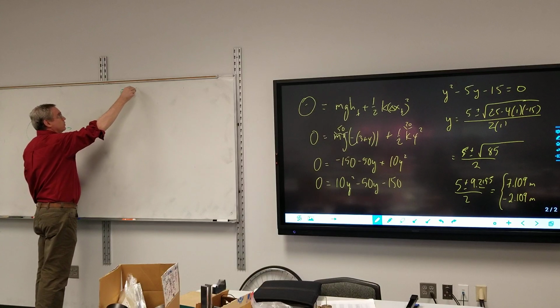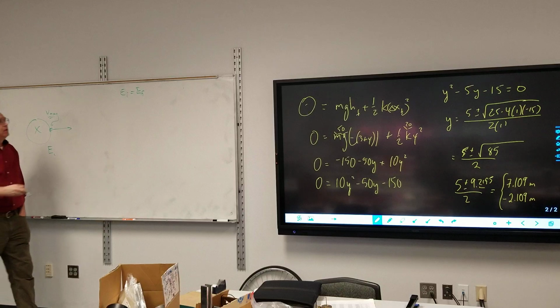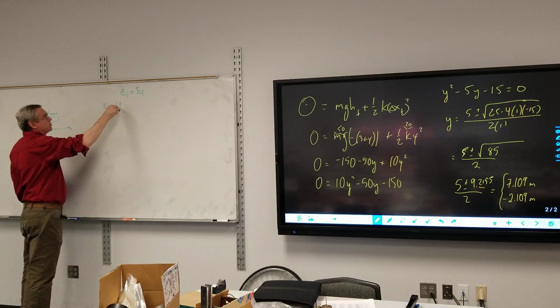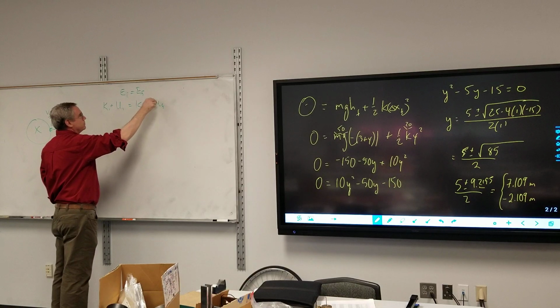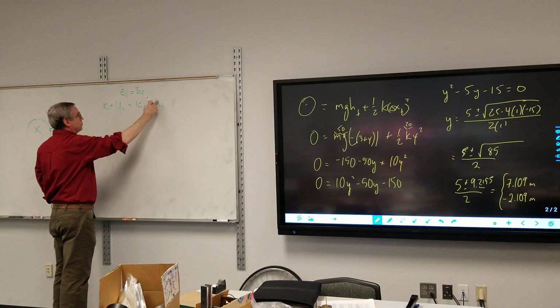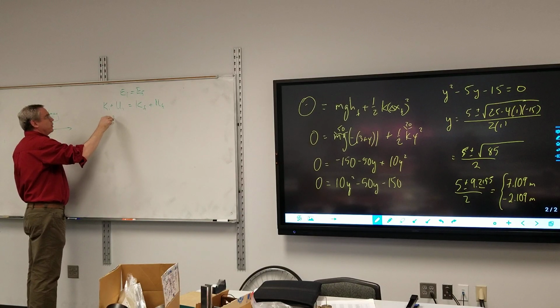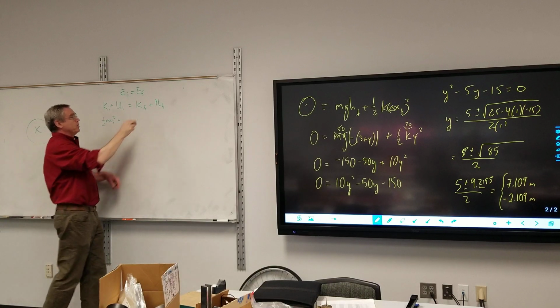Energy initial equals energy final. Initial kinetic plus initial potential is equal to final kinetic plus final potential. That should hopefully not look unfamiliar to you. One half m v initial squared plus U. Is that a U? That's supposed to be a U.